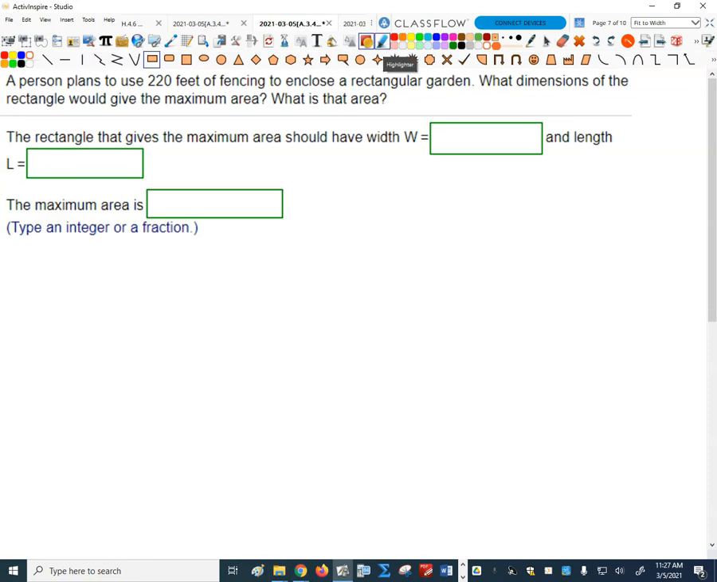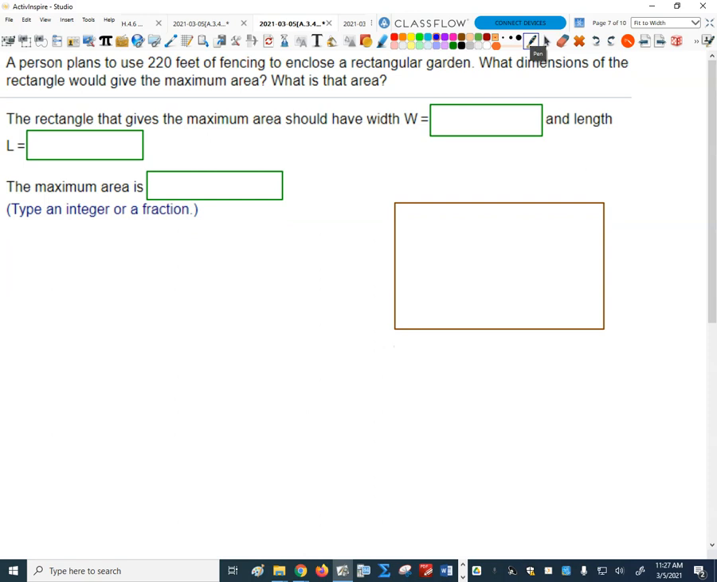So let's start off with maybe just a rectangle. This is our garden. We want to come up with an area. How do we calculate the area of a rectangle? Think back to geometry. How do you calculate the area of any rectangle? Okay, length times width. Yeah, we'd all agree, length times width.